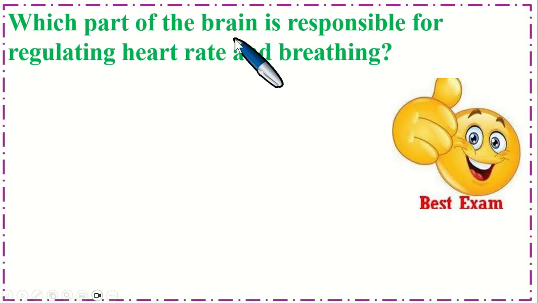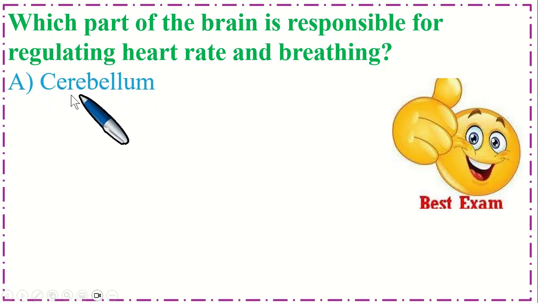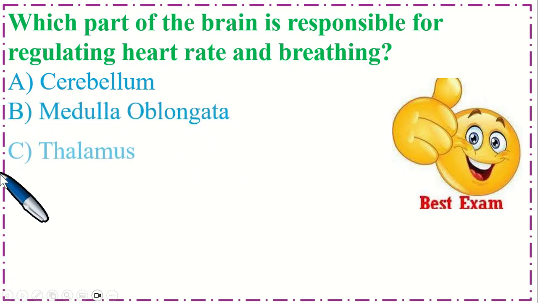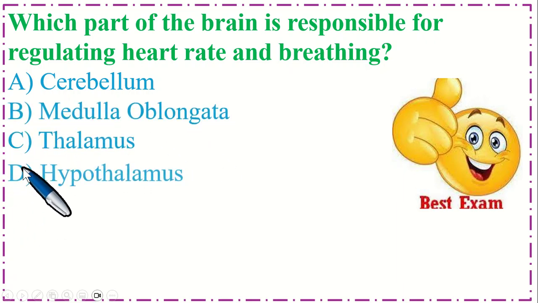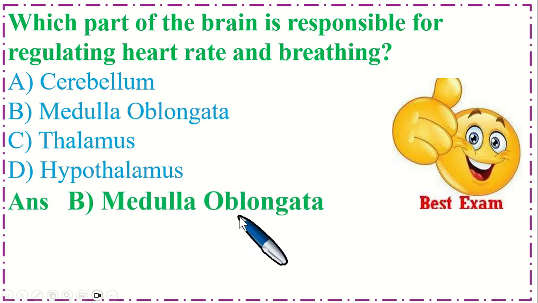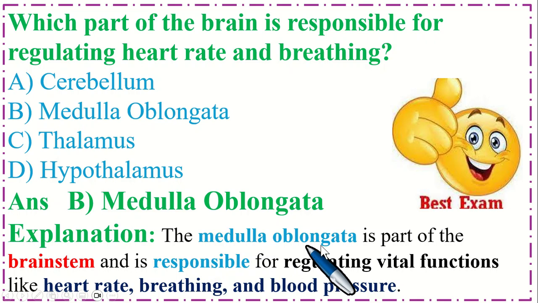Which part of the brain is responsible for regulating heart rate and breathing? Option A, cerebellum. B, medulla oblongata. C, thalamus. And option D, hypothalamus. So the correct option is B, medulla oblongata. The medulla oblongata is part of the brainstem and is responsible for regulating vital functions like heart rate, breathing, and blood pressure.